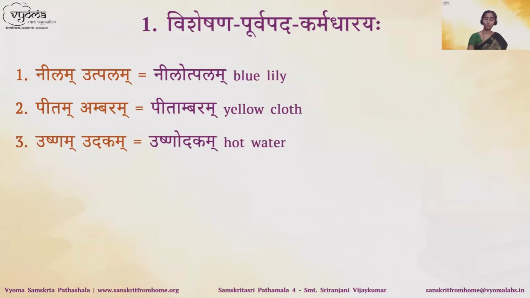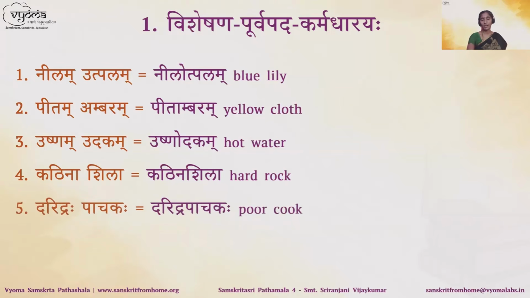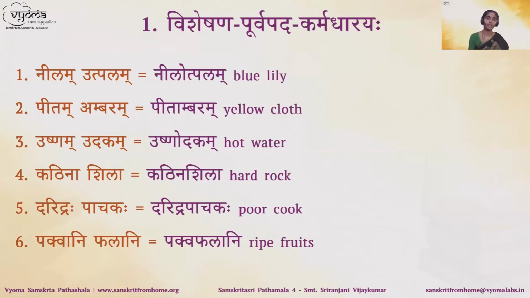Ushnam udakam. Ushnodakam. Again ushna plus udaka. You will have guna sandhi. Ushnodakam. Hot water. Kathina shila. Kathina shila. As we saw in the previous cases, Nutana Shatika, Madhura Bhasha, right? For Strilingas, you don't hear the Dirga in the Purva Pada. So, Kathina Shila. Daridra Pachakaha. Pakwani Phalani, Pakwa Phalani. So pakwa is the pratipadika, phala is the pratipadika, pakwani phalani, ripe fruits.